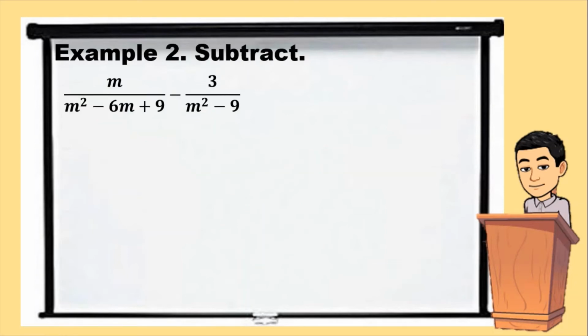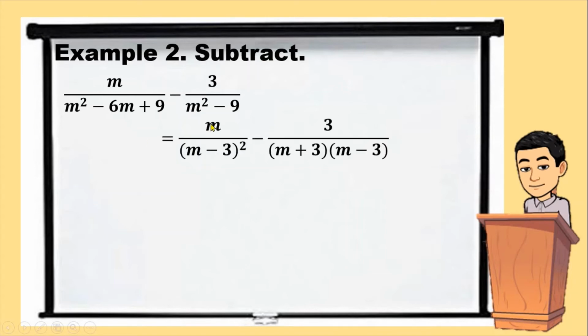For our second example, let's subtract m over m squared minus 6m plus 9 minus 3 over m squared minus 9. The denominators again are not the same. Let us express the denominators in factored form. m over the square of m minus 3 because the first denominator is an example of a perfect square trinomial, while our second denominator, m squared minus 9, is an example of a difference of two squares which can be expressed as the quantity m plus 3 times the quantity of m minus 3.